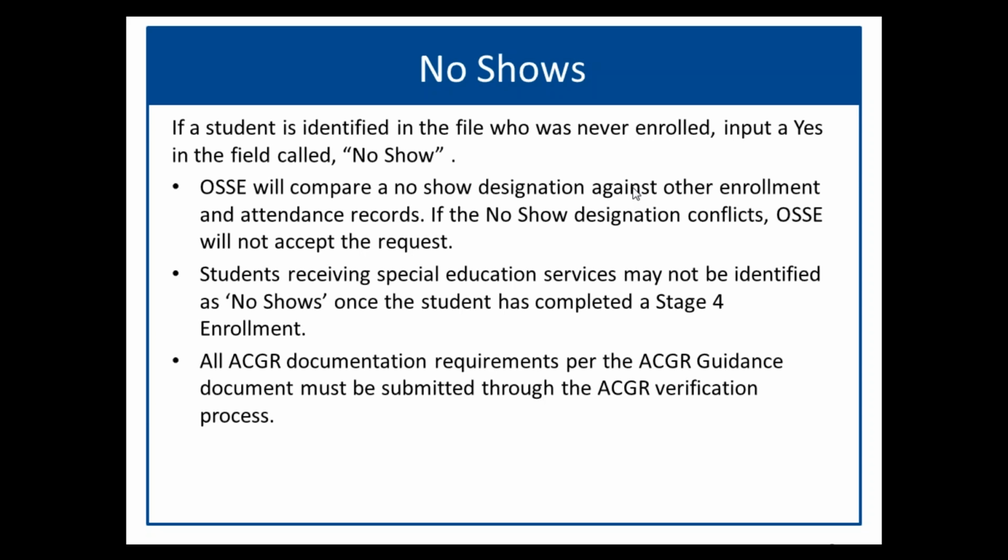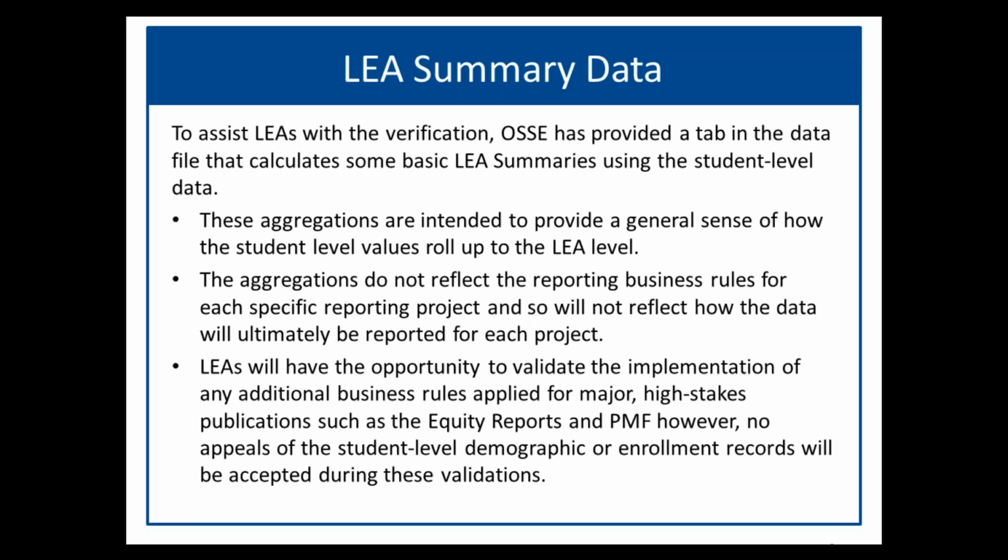That means a Stage 5 enrollment record indicates that the student should have arrived at the LEA, registered, and shown up to receive services. If, however, there was some anomaly, some extraordinary circumstance that could not be captured, and this is an error, you should identify the student as a no-show. OSSE is going to compare your no-show designation against other enrollment and attendance records. If your designation conflicts with what we see in other authoritative data files, OSSE will not accept this request.